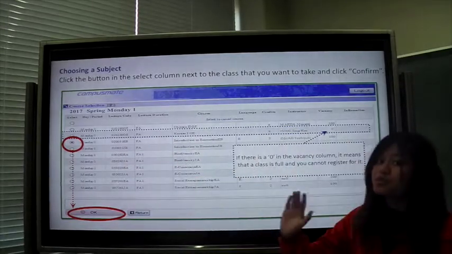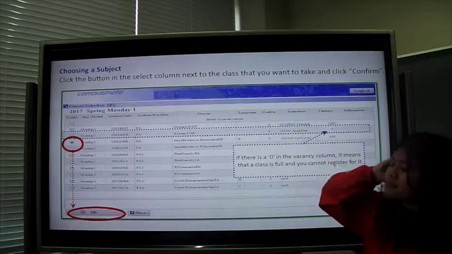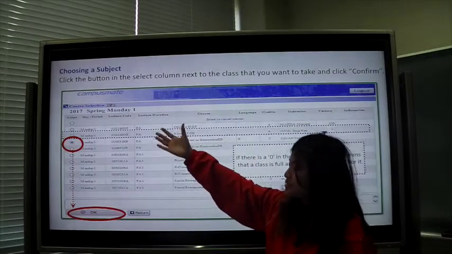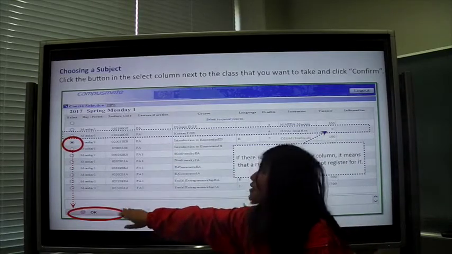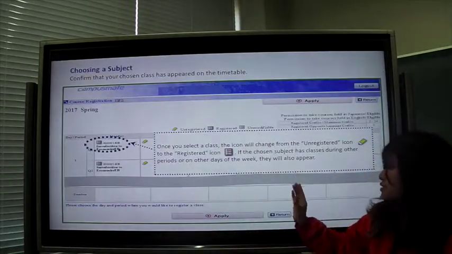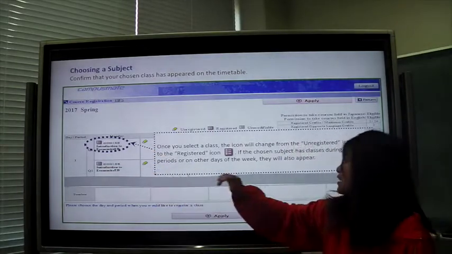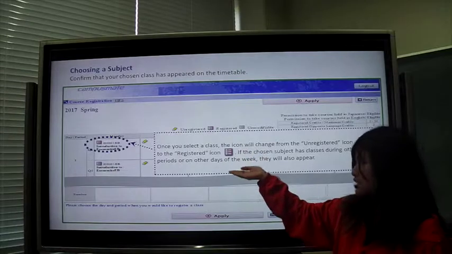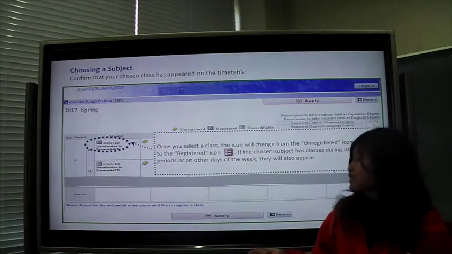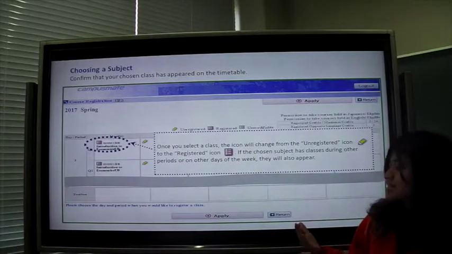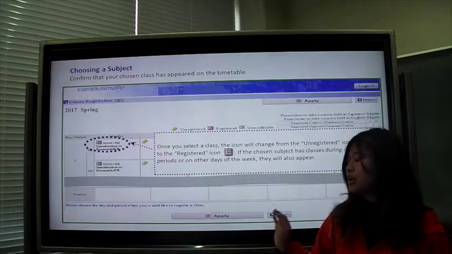But please be aware, if the vacancy is 0, you cannot take it. Therefore, if the vacancy is available, you can choose it and just press OK. After you press OK, voila, it will appear on your timetable like this. And you will have the purple icon to notify you that it's already registered. Additionally, if the chosen subject has a period on another day, it will be automatically registered.